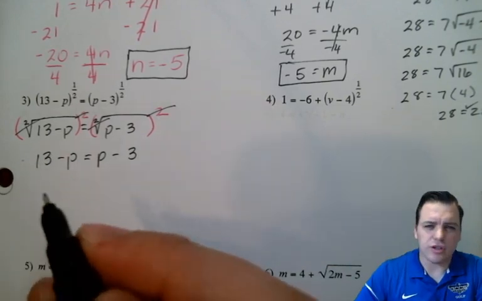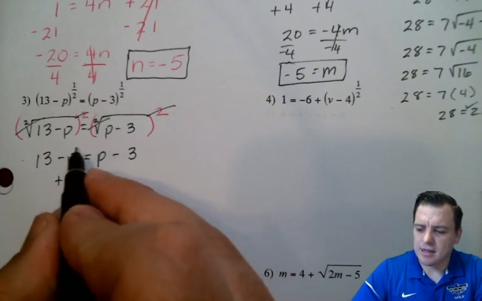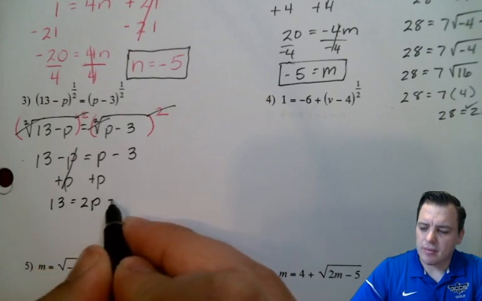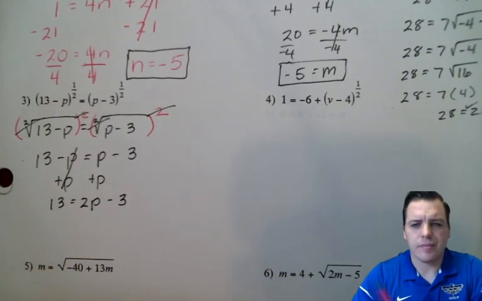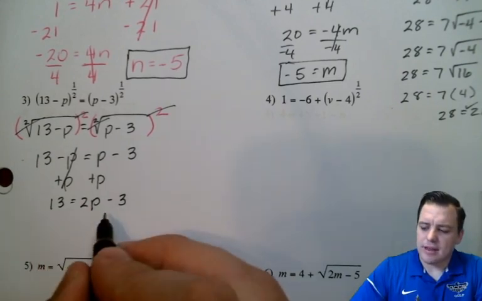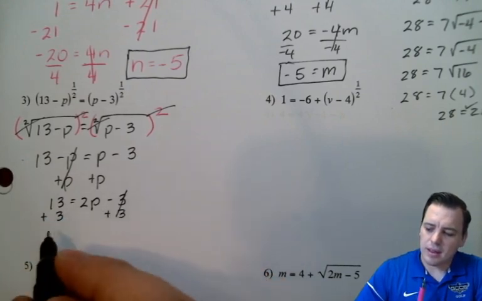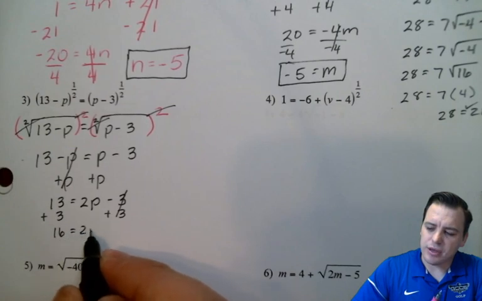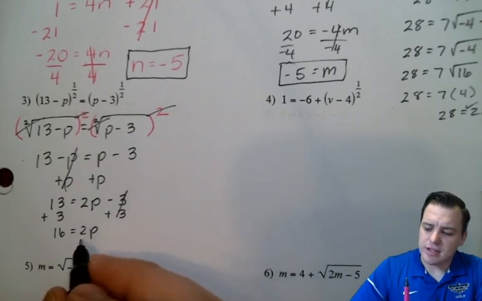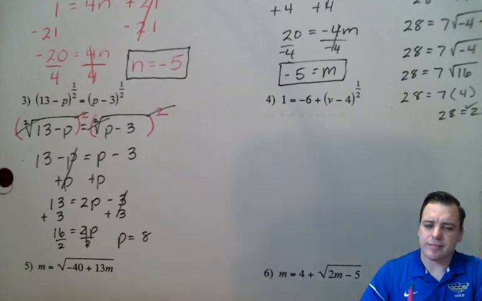I'm then going to just solve an equation. This is a middle school math problem. Add p to both sides. Cancels. I get 13 is equal to 2p minus 3. I then add 3 to both sides and get 16 is equal to 2p. Divide both sides by 2, and I get p to be equal to 8.